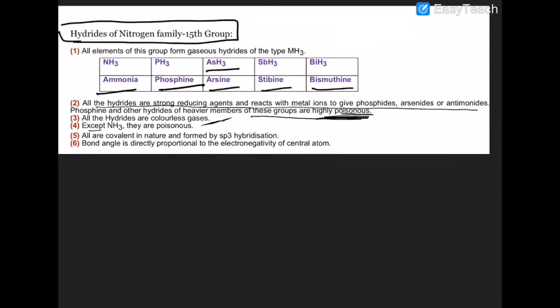So ammonia is not poisonous, but the other gases are poisonous in nature. And all of them are covalent in nature.